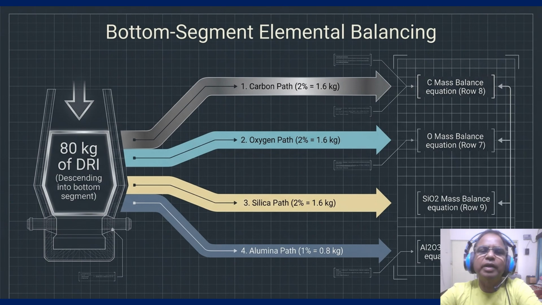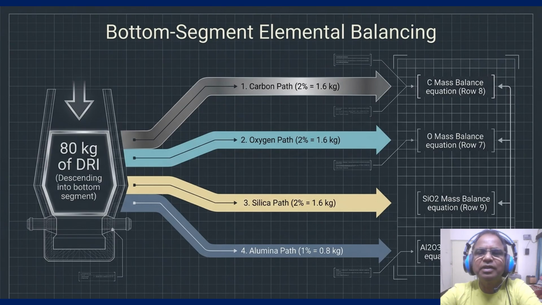Path 1 is the carbon at 2%, path 2 is the oxygen at 2%, path 3 is the silica at 2%, and path 4 is alumina at 1%. These values are typed directly into the cells AH7 through AH16 of your matrix.